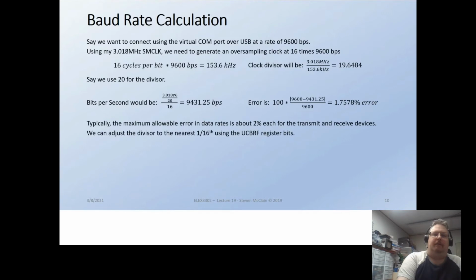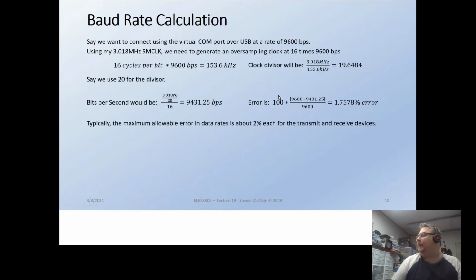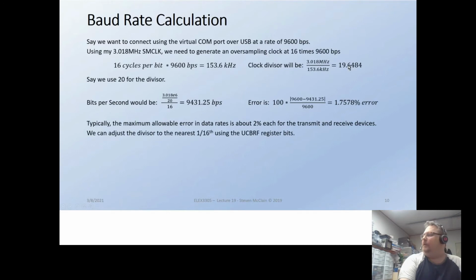Well, there's a mechanism for adjusting this error. We can adjust it using the UCBRF register, and what that does is it gives us an adjustment in sixteenths, because it's all got to be done in decimal.